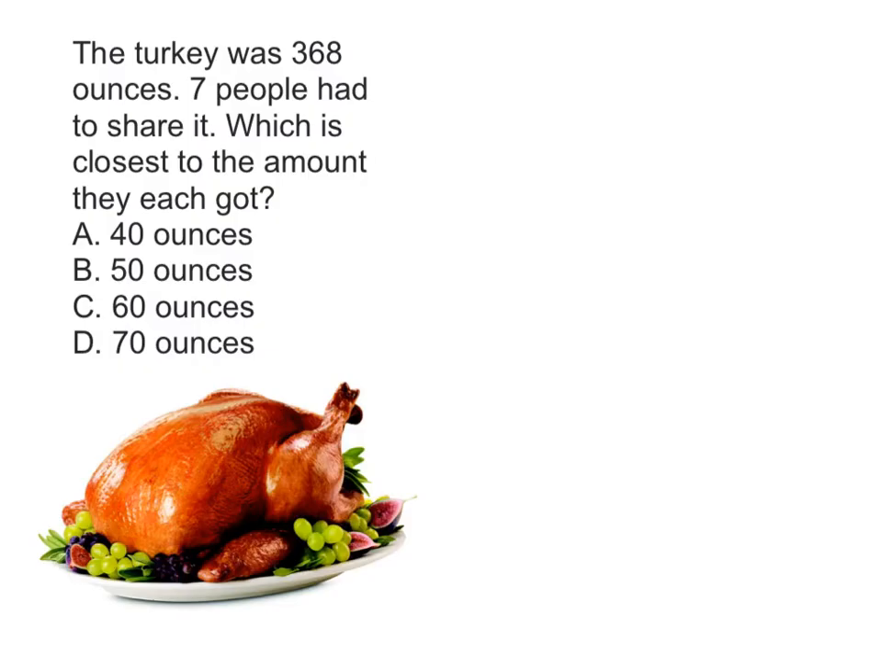So it says the turkey was 368 ounces. 7 people had to share it. Which is closest to the amount that they each got? So we've got 40 ounces, 50 ounces, 60 ounces, or 70 ounces. So first let's identify our numbers. We've got 7, we've got 368. We know that it's going to be a division problem because it gives us a total amount right here, and it says that people had to share it. So that means it's breaking it up into equal groups. So we've got 368, and that's going to be divided by 7.